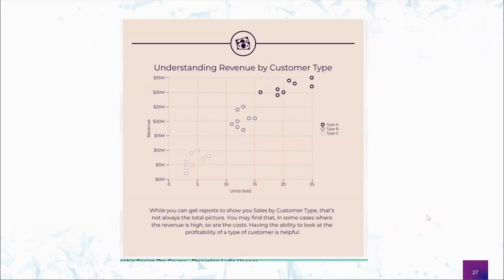It might be beneficial if they had split it up: just type A, talk about it, type B, talk about it, type C, talk about it. Or if there is any commonality between them, they could have talked about it, but it's just there. Well, you can get reports to show sales by, it's not always a total picture. You might find out that's the thing that's written here. So having the ability to look at profitability of a type of customer is helpful.